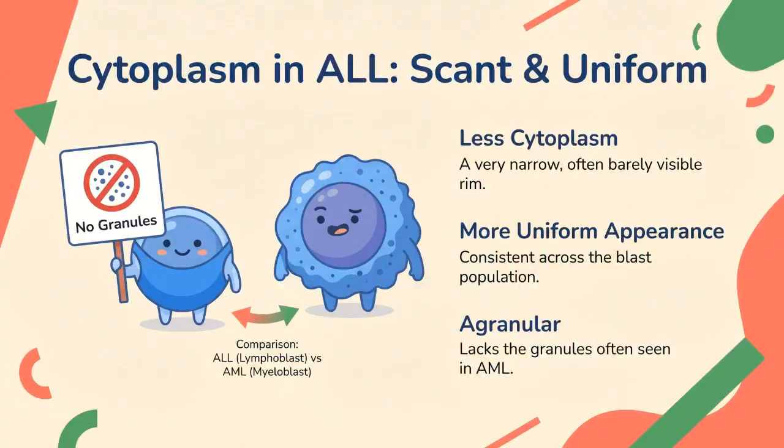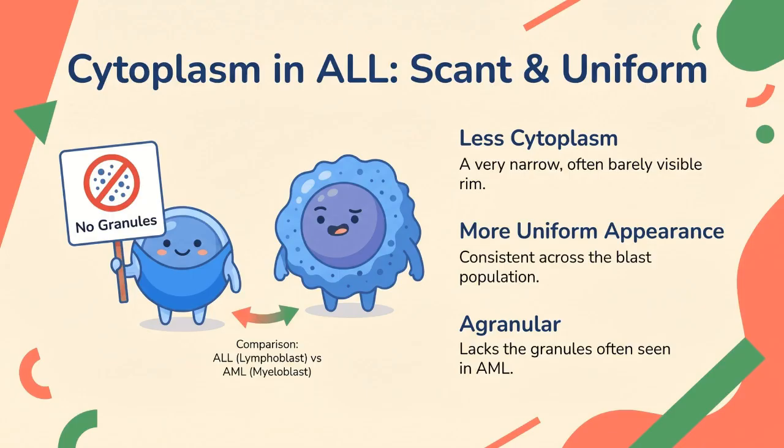Continuing our discussion on ALL morphology, let's focus on the cytoplasm of lymphoblasts. Lymphoblasts typically exhibit significantly less cytoplasm compared to myeloblasts, which is a key differentiator. This scant cytoplasm contributes to the very high nuclear to cytoplasmic ratio that is characteristic of these immature cells. You'll often see it as just a narrow, basophilic rim surrounding the large nucleus.